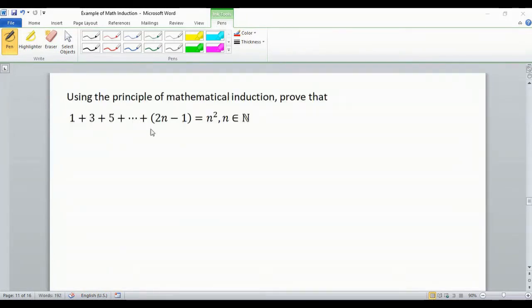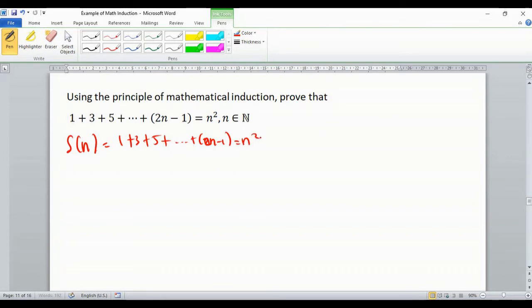Using the principle of mathematical induction, prove that 1 plus 3 plus 5 plus dot dot dot plus 2n minus 1 equals n square, where n is an element of natural numbers. So we know that Sn equals 1 plus 3 plus 5 plus dot dot dot plus 2n minus 1 equals n square. So for this first step, we want to change the n to be 1.